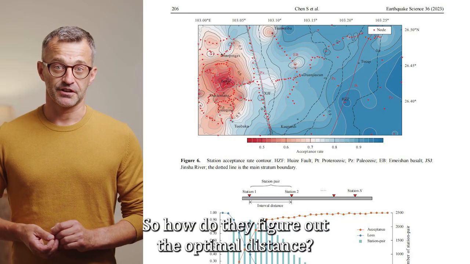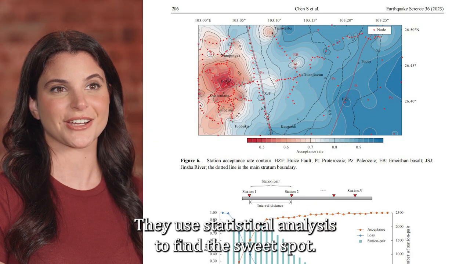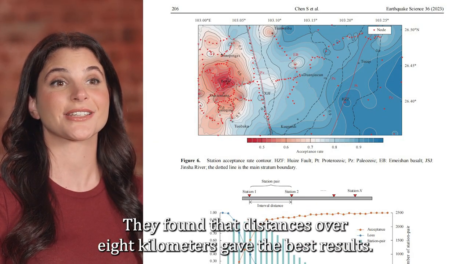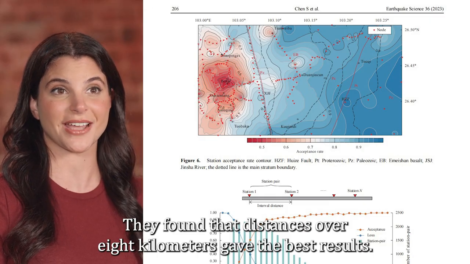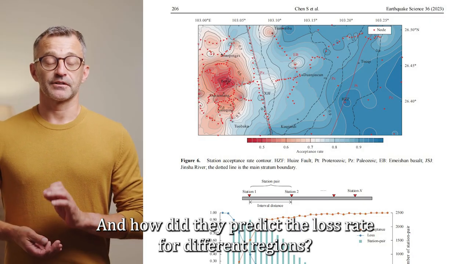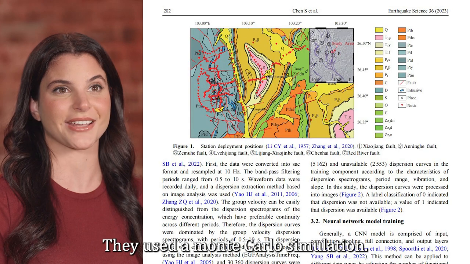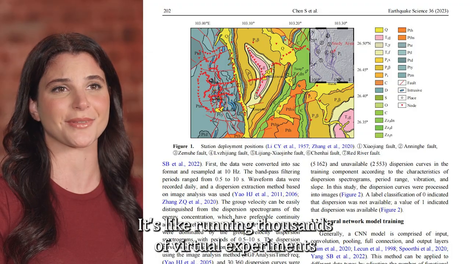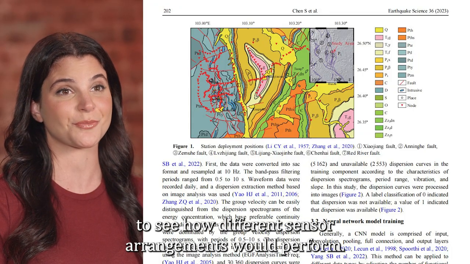Makes sense. So how do they figure out the optimal distance? They use statistical analysis to find the sweet spot. They found that distances over 8 kilometers gave the best results. And how did they predict the loss rate for different regions? They used a Monte Carlo simulation. It's like running thousands of virtual experiments to see how different sensor arrangements would perform.